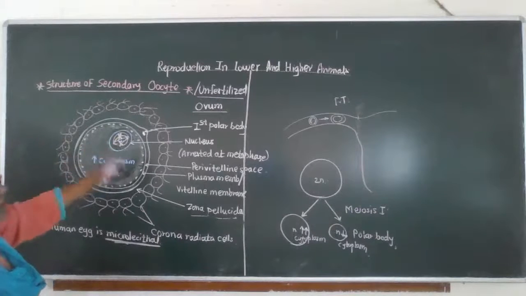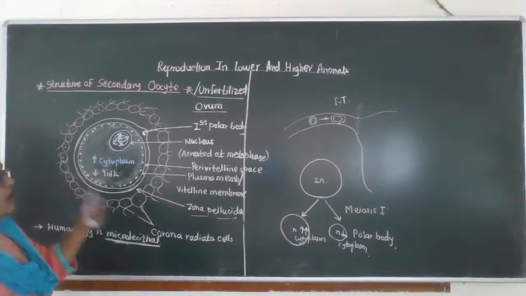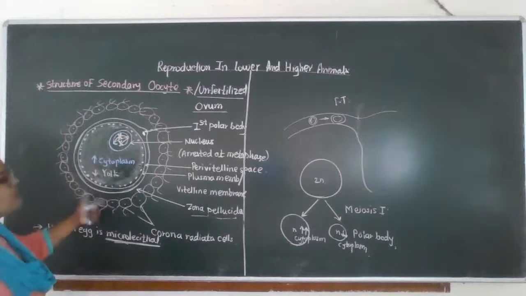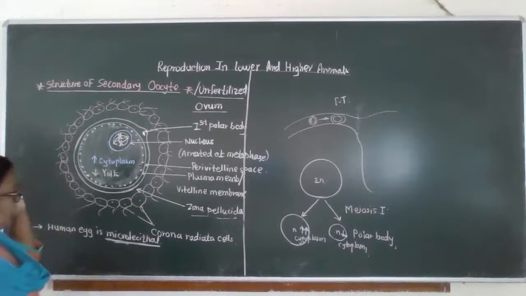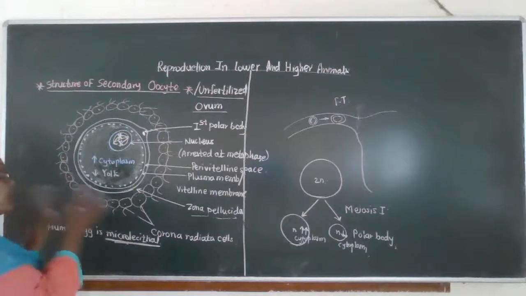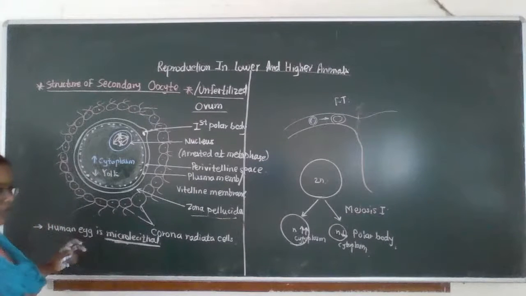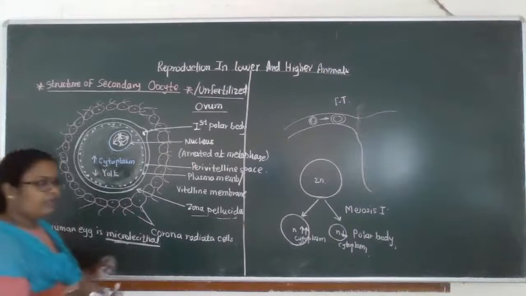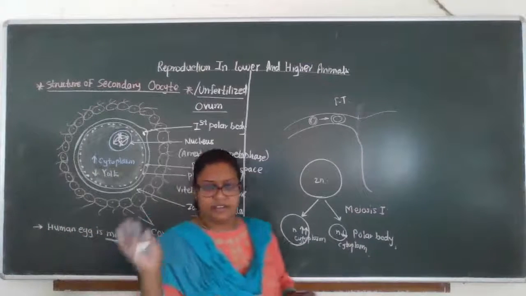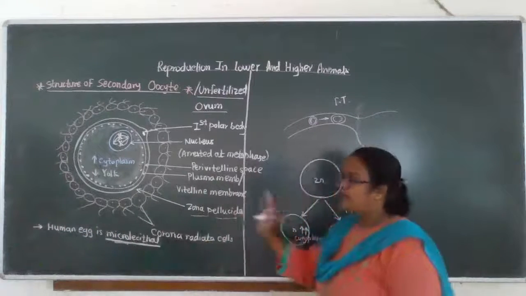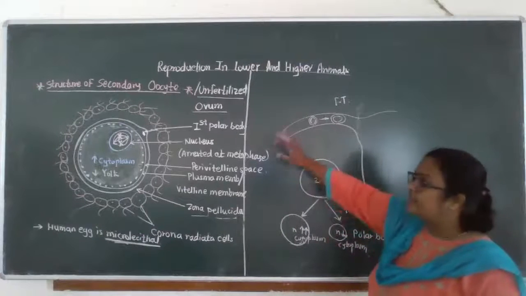So many questions can be asked in CET as well as NEET related with the structure of the oocyte. So you must be very focused on this point. As I have stated earlier, the TS of ovary, the Graafian follicle, the menstrual cycle, and the structure of secondary oocyte are very important points. So everyone is clear with this.